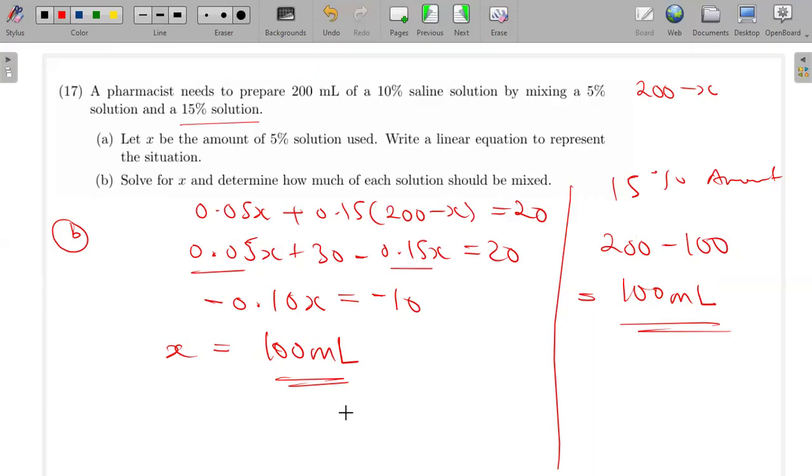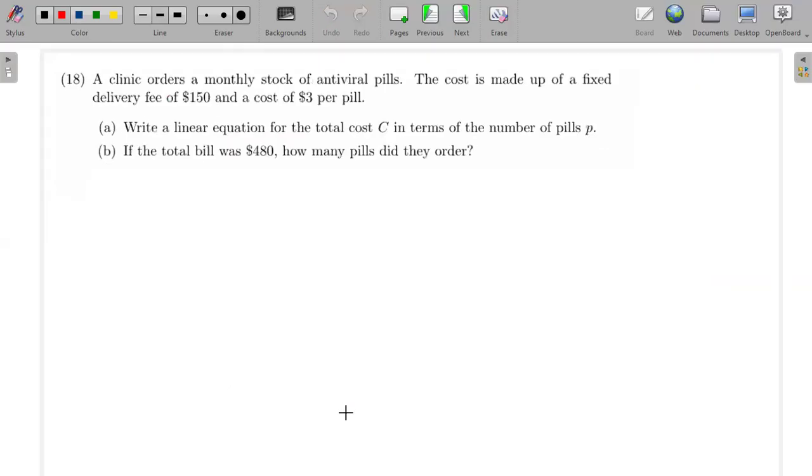All right, so now let us do the last question for this part. The question reads, a clinic orders a monthly stock of antiviral pills. The cost is made up of a fixed delivery fee of $150 and a cost of $3 per pill. We are asked to write a linear equation for the total cost C in terms of the number of pills, represented by the letter P.